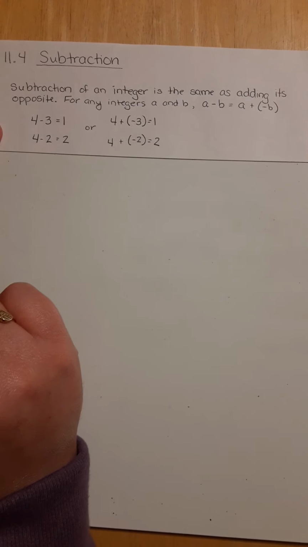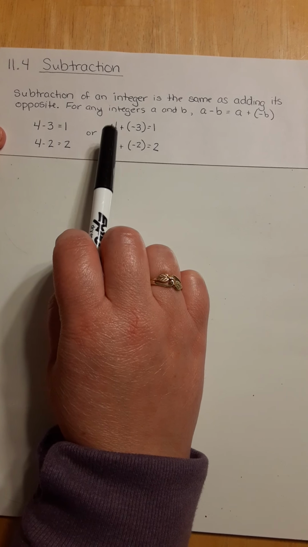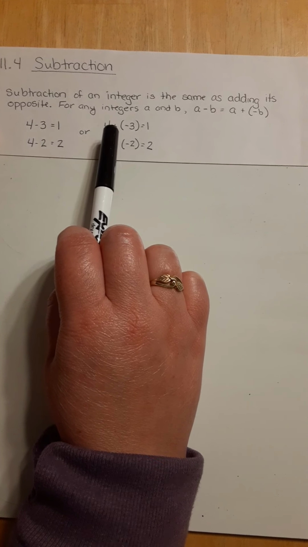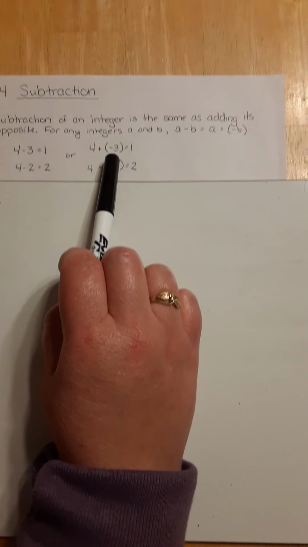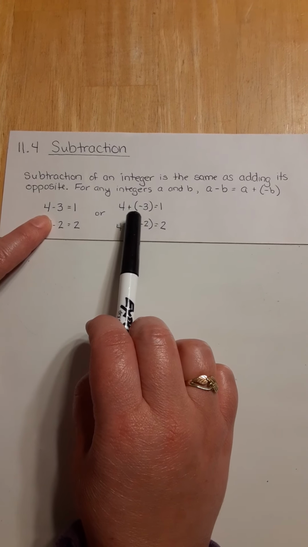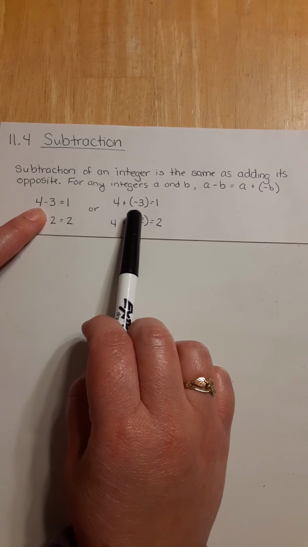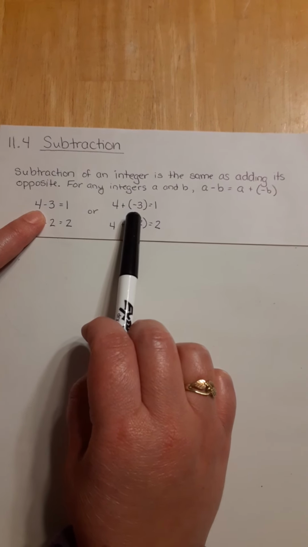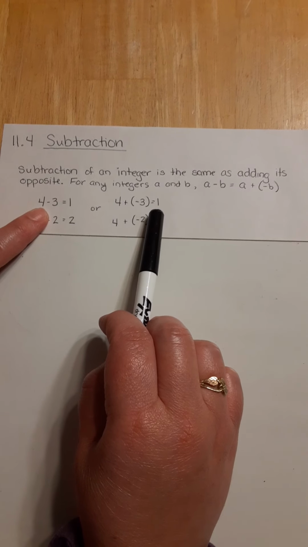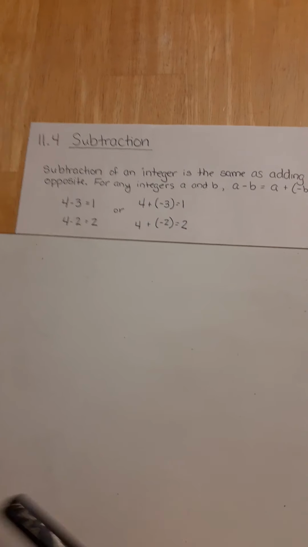Okay? But in algebra, we're going to think of subtraction as the same thing as adding a positive 4 and adding a negative 3. We're going to combine these two numbers by addition, and we're adding a negative 3. So 4 plus a negative 3 is 1, okay? It's the exact same thing. We're just looking at it in a different way.